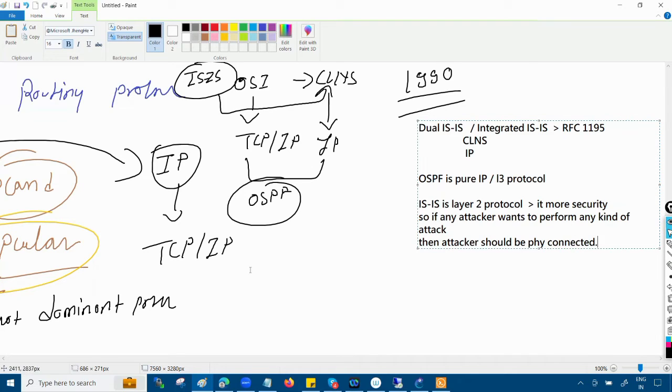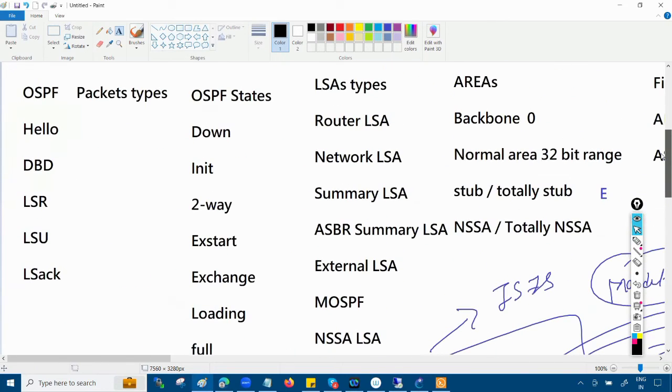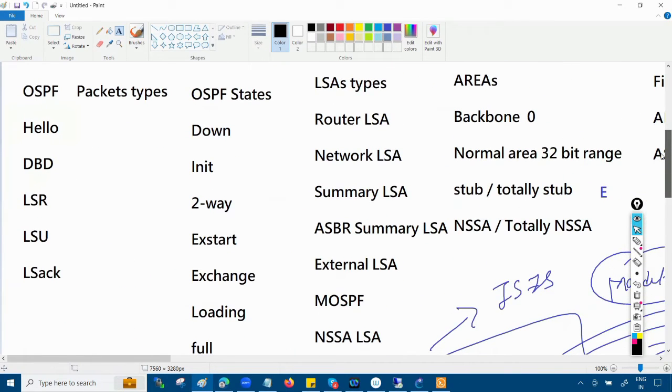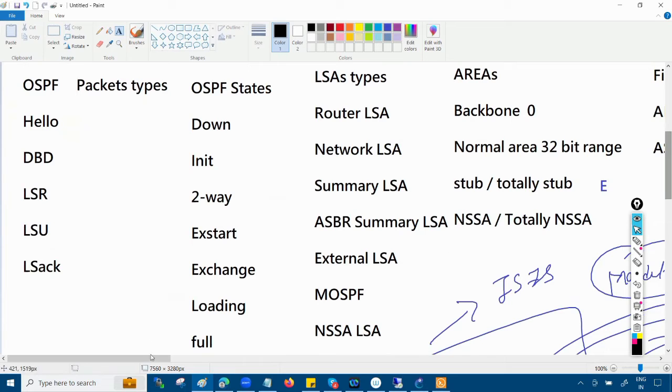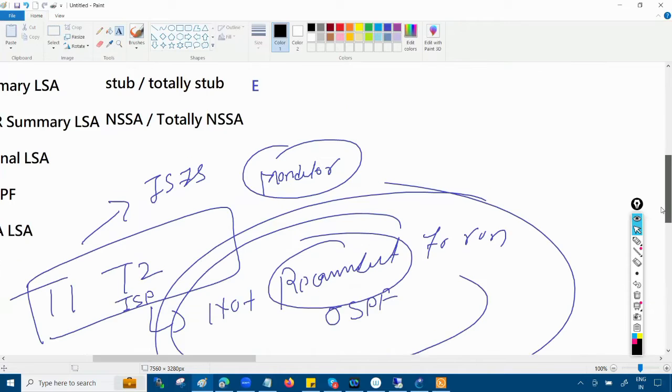Again, let's go back and revise the same thing. What I told you: these are the problems we have seen in OSPF, like LSAs, areas, and then the filtering of these, right? And then what happened?